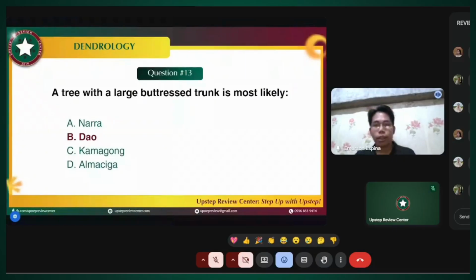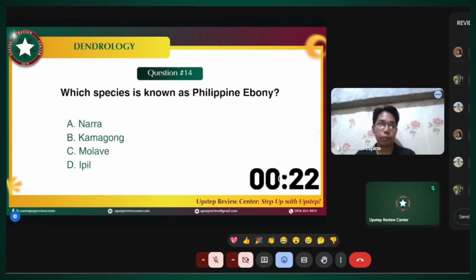And then now let's move from morphology to economic importance. For this part, foresters do not just study the trees only because they are trees, but we also need to study them because of their economic significance, especially for managing forests or working in the field. So we have question 14. Which species is known as Philippine ebony? Narra, Kamagong, Molave, or Eagle?